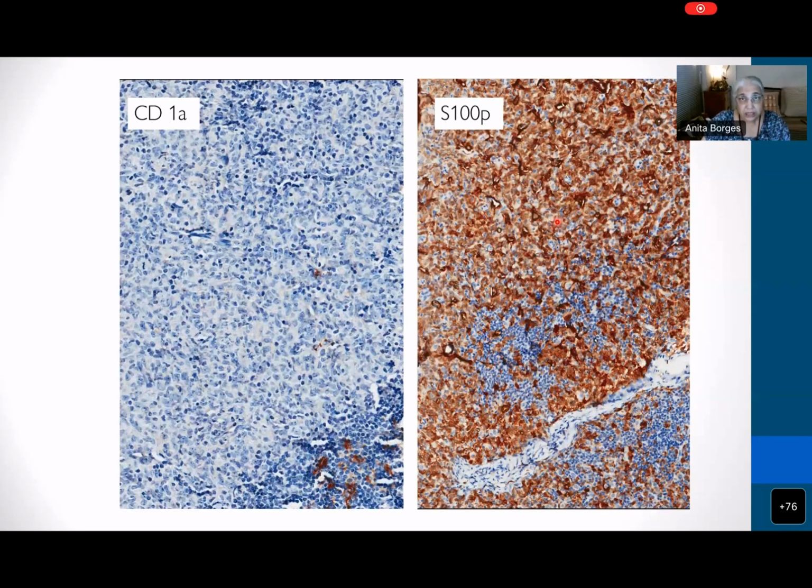There's no CD1A, but just look at the S100 protein. Okay, so you've got S100 protein and you don't have CD1A, and this is not a phagocytic histiocyte. It's not a macrophage that is phagocytic. So this S100 protein is not representing Rosai-Dorfman disease. So this is only S100 protein positive. Everything else except for LCA was negative.